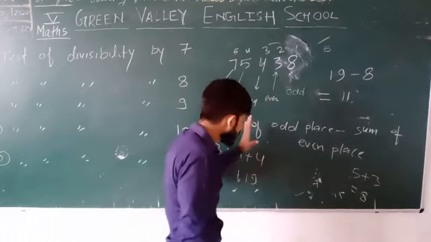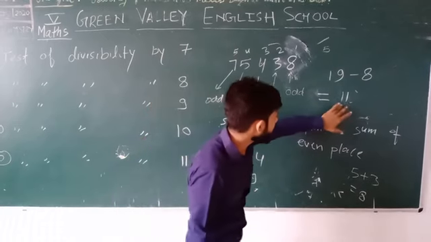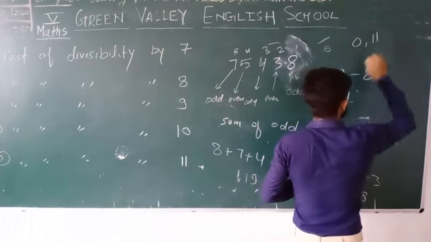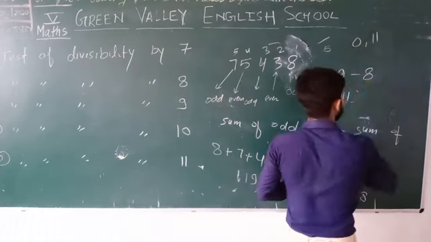Now after doing such a process, if you will get a number either 0 or 11 or a factor of 11, ठीक है, 0, 11 or a factor of 11, then the whole number is divisible by 11. I hope it is clear to everyone.